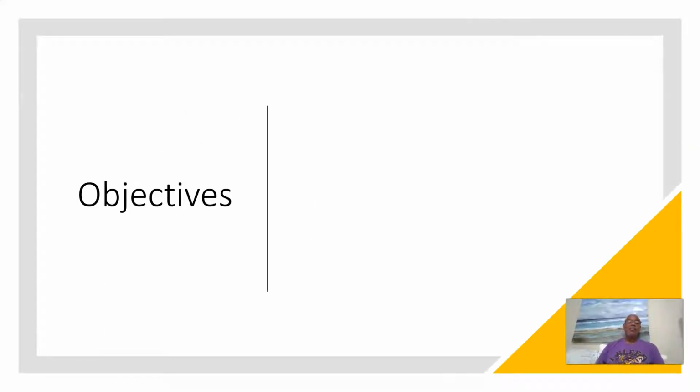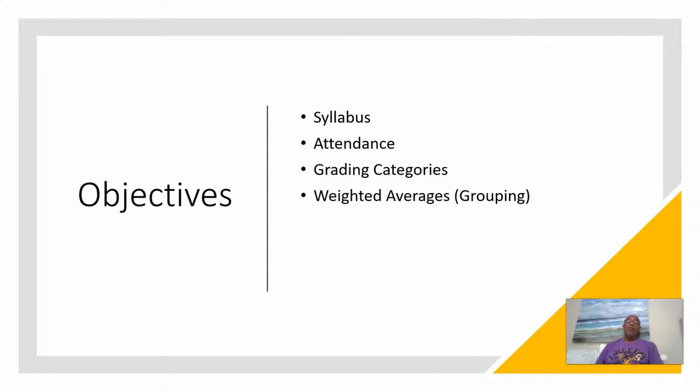Our training objectives. We're going to be looking at how Canvas relates to our syllabus, our attendance, or student attendance. We're going to look at grading strategies or grading categories. We're going to look at grouping, or weighted averages in various groups or categories of types of assignments we give. And we're going to look at our gradebook settings.